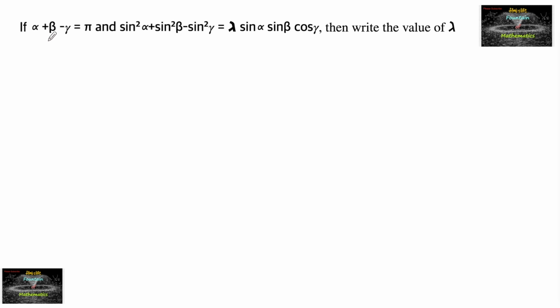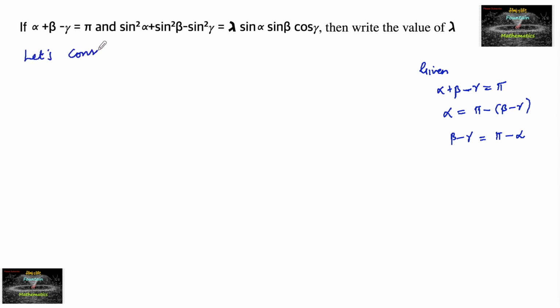It's given that alpha plus beta minus gamma is equal to pi. So we can write it as alpha is equal to pi minus of beta minus gamma, or we can write beta minus gamma is equal to pi minus alpha. So let's consider the LHS part, sine square alpha plus sine square beta minus sine square gamma.